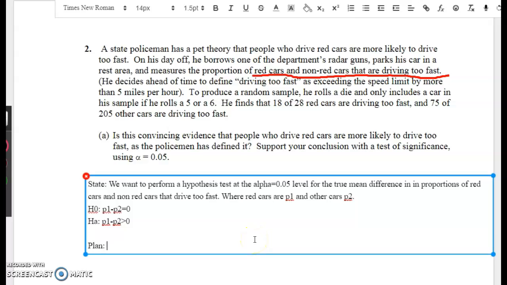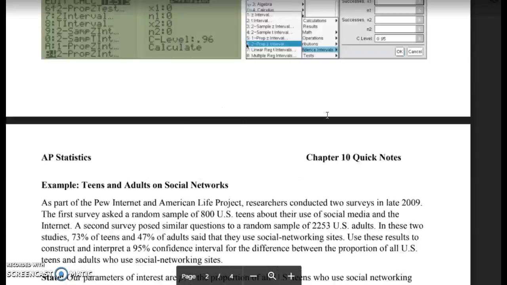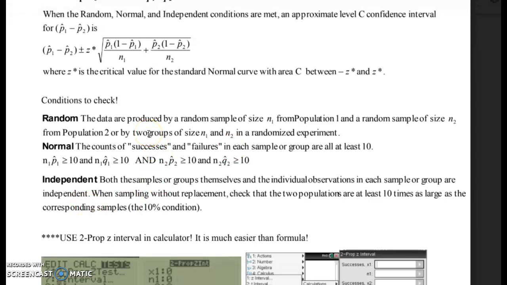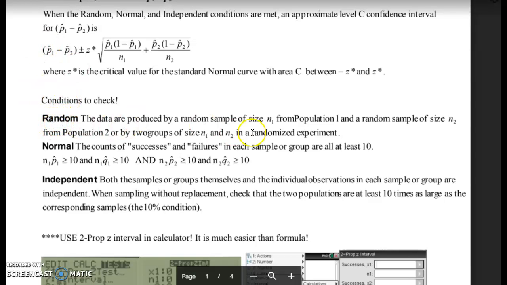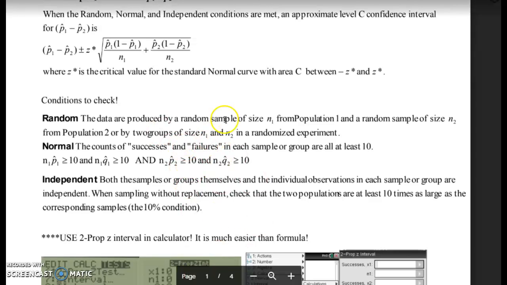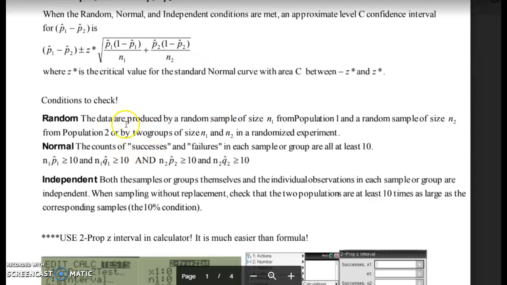And then my plan, check conditions. I'm just going to do this quickly because I'm running out of time on my video already. So if you check my conditions, let me scroll back up here to my conditions. They're the same as before. You just have to check them twice. So you're like Santa: check your conditions, check them twice. So random, you have to say that both samples were random. So here, him rolling the die and only picking cars if it's a 5 or a 6, that's him randomizing his sample. So random is met for both.